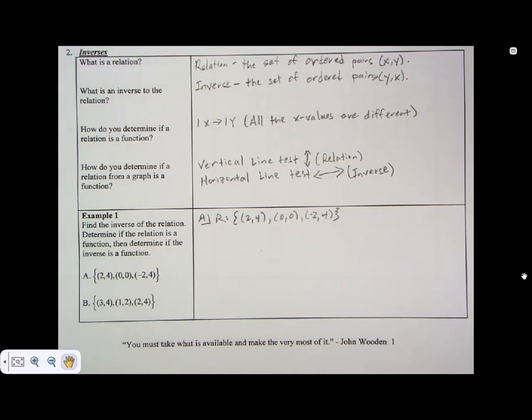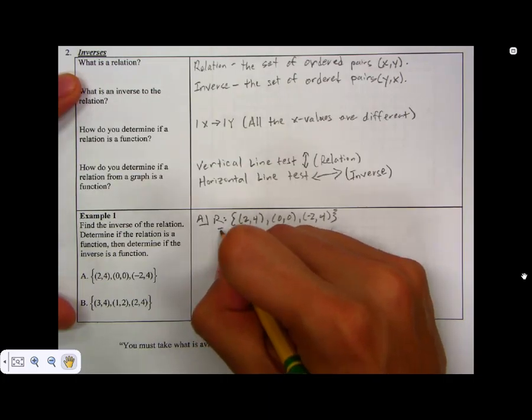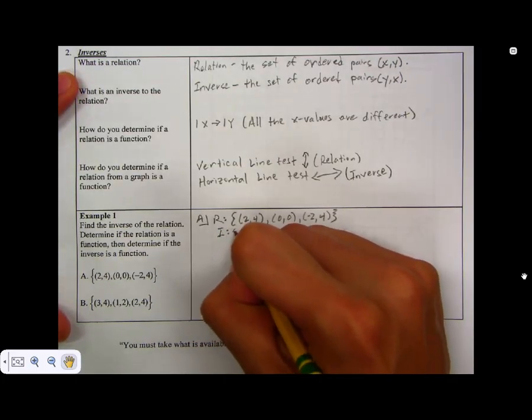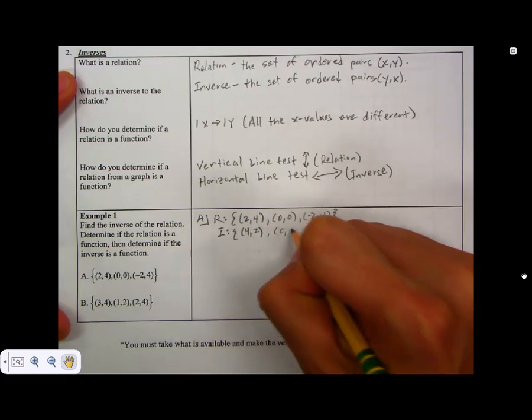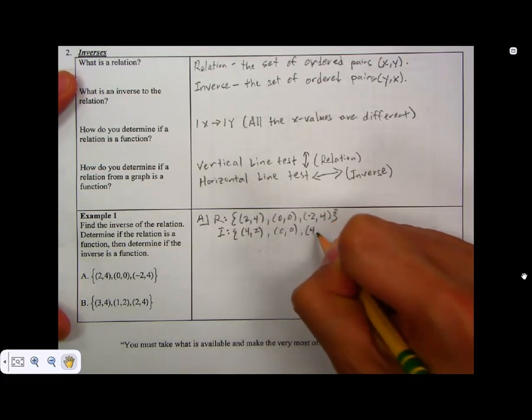Okay, to find the inverse, all you do is switch the x and y. So here's the inverse. 4, 2, 0, 0, 4, negative 2.